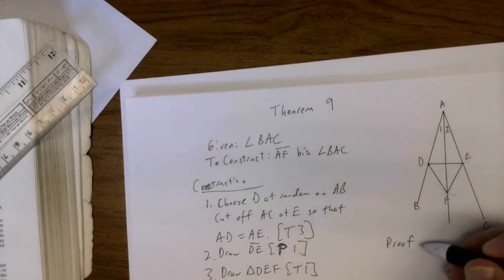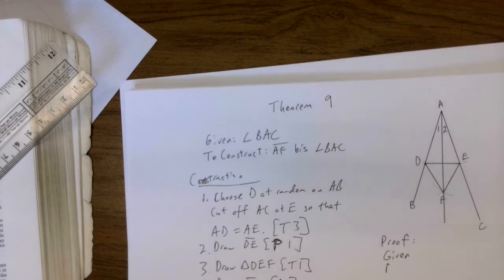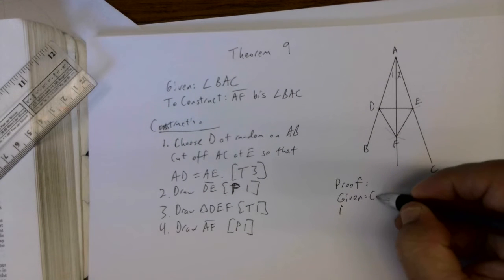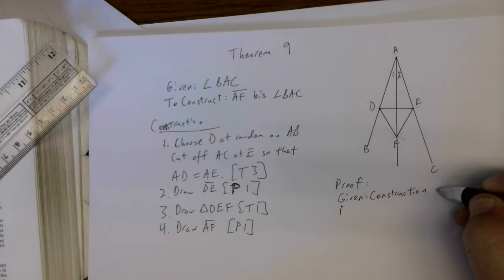I'm going to prove it to you now. In every proof you should state what's given and what you need to prove. And what's given is the construction that I just did.